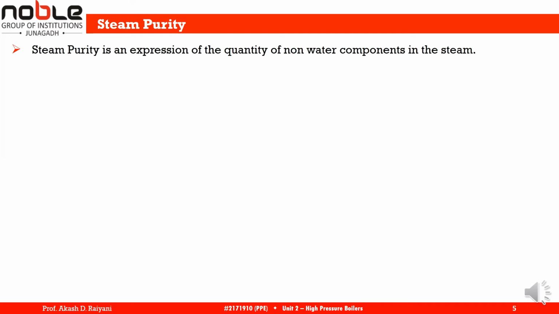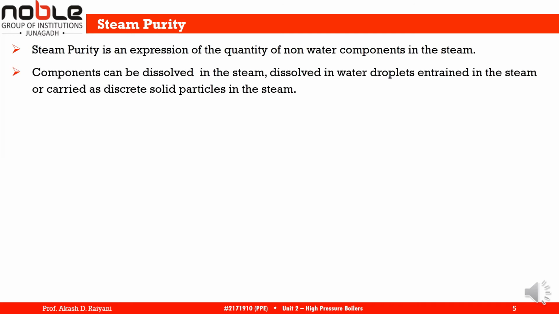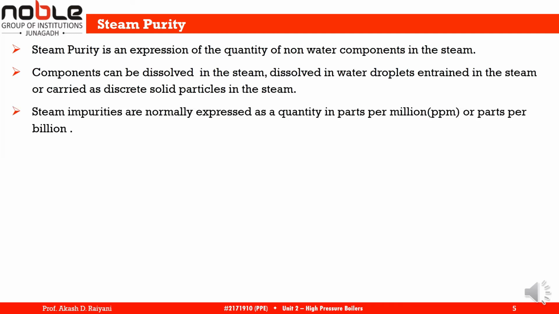Next one is steam purity. Steam purity is an expression of the quantity of non-water components in the steam. The components may be dissolved in the steam, dissolved in the water droplets entering the steam, or carried as discrete solid particles in the steam. Steam impurities are normally expressed as a quantity in parts per million or parts per billion.